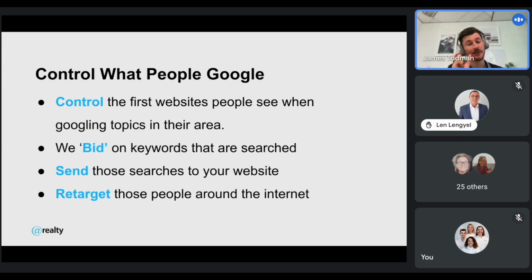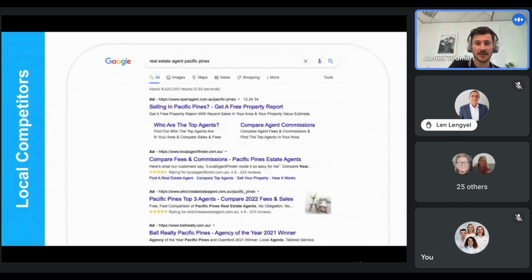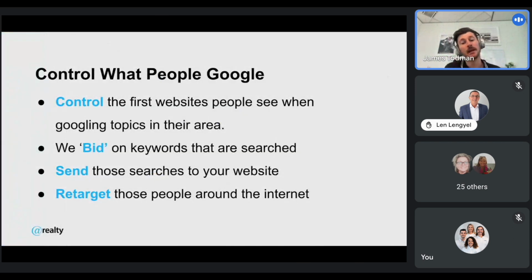So we're basically controlling what people see when they first search Google. And this is done through keywords, which is what I showed you guys. Okay, so this is a keyword here. When I talk about keywords, that's what we're talking about, and we're bidding on those keywords. So when someone types in a certain phrase, say best real estate agent Gympie, or agents near me, or Ray White, these are all keywords we can bid on.